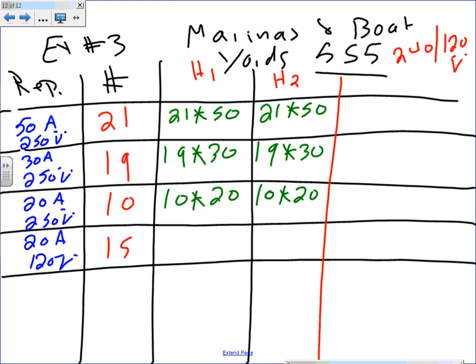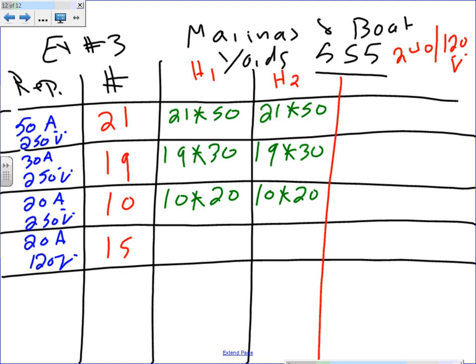So if I have 50 receptacles, and I need to connect them to hot one and hot two, do you think I would throw them all on one hot, or should I split them evenly? Split them evenly. So, Oladipo, just split 15 evenly. You're going to go 8-7. You can't go half a receptacle. You have a receptacle or a full receptacle.